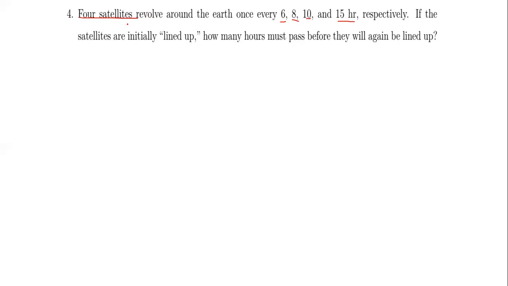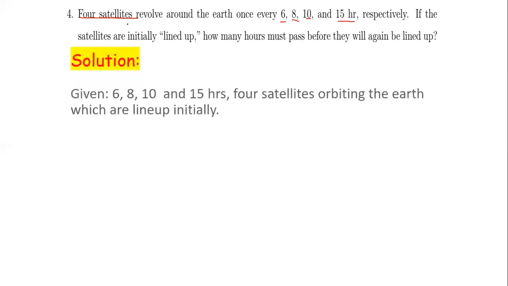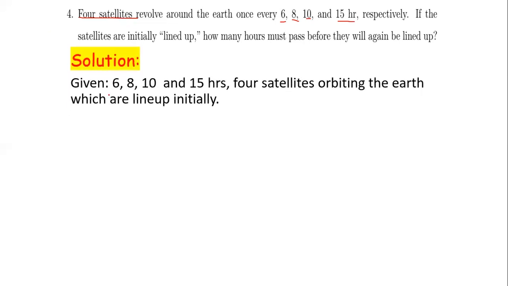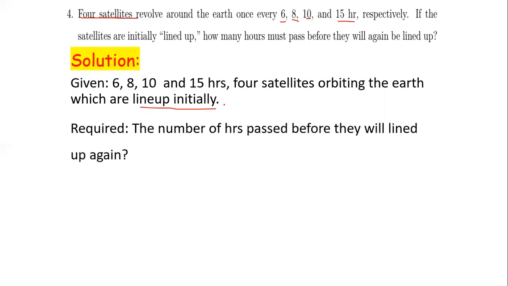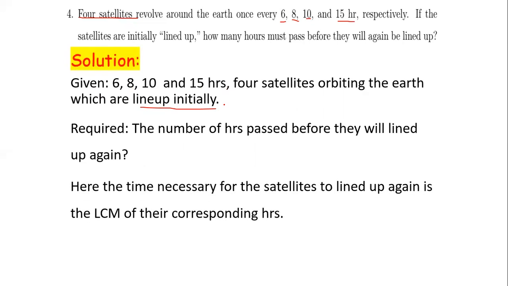So what we are asking here is to find the time necessary for these satellites to be lined up for the second time. The given information is 6, 8, 10 and 15 hours for the 4 satellites orbiting, and initially they are lined up, found approximately on the same line. The main required thing here is the number of hours passed before they will be lined up again.